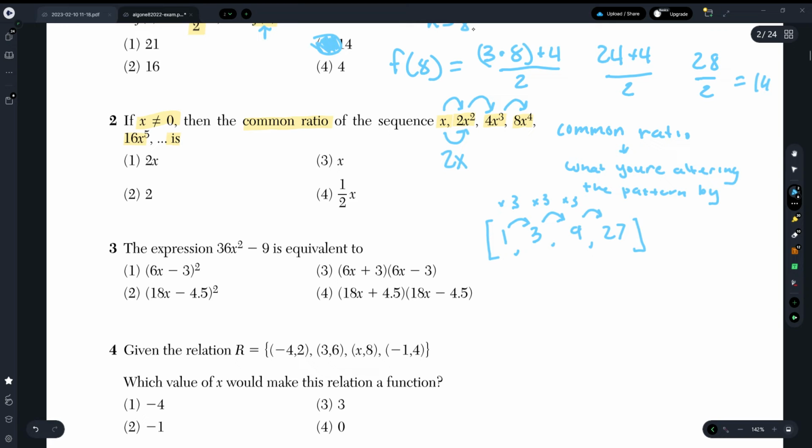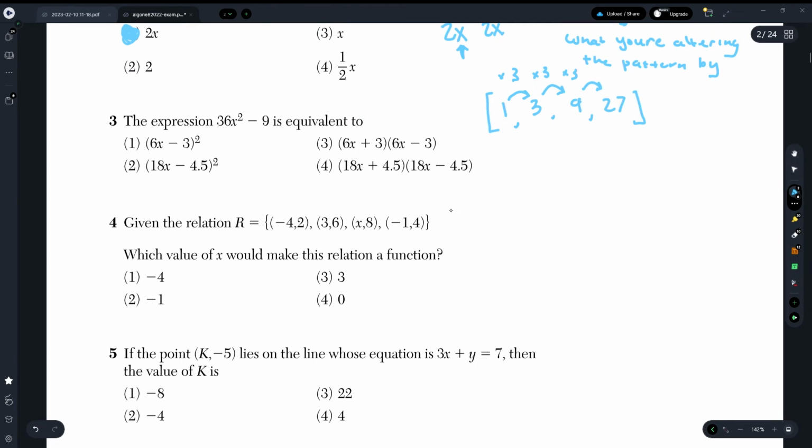How do we get from 2x squared to 4x cubed? We multiplied by 2x, right? Because we multiplied by 2, that's how we got the 2. 2 times 2 is 4, that's how we got the 4. 4 times 2 is 8, that's how we got the 8. And 8 times 2 is 16, that's how we got the 16. And remember that every single time you multiply x by x, you add 1 to the power. So 2x times x is 2x squared, then 3, you're adding 1 to the power, 4, 5. So the common ratio is going to be 2x because you're multiplying everything by 2x. I was lucky, I saw that pattern, but that's just one way to solve it.